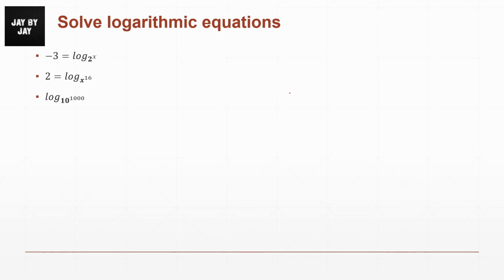Okay, now we are coming to the final part of the session. It says to solve logarithmic equations. In the first one, it is given as minus 3 equals log base 2 of x. This is the logarithm form. Now you need to convert this logarithm function into the exponential function. Write it like this: x equals 2 to the minus 3. So the answer will be 1 over 8.